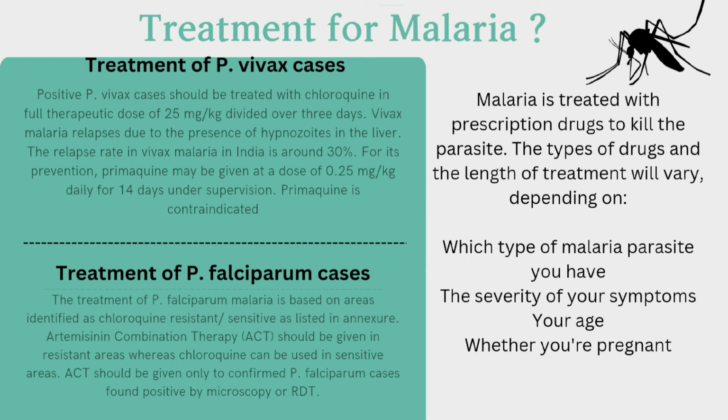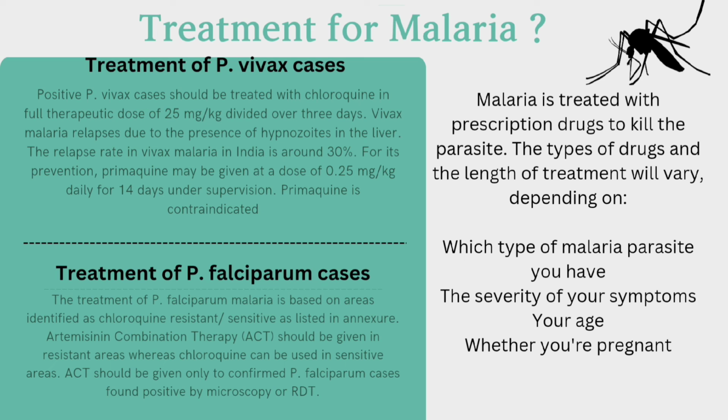But it's important to start treating malaria as soon as possible. Your provider will prescribe medicine to kill the malaria parasite. Some parasites are resistant to malaria drugs. Some drugs are given in combination with other drugs. The type of parasite will determine what type of medication you take and how long you take it.